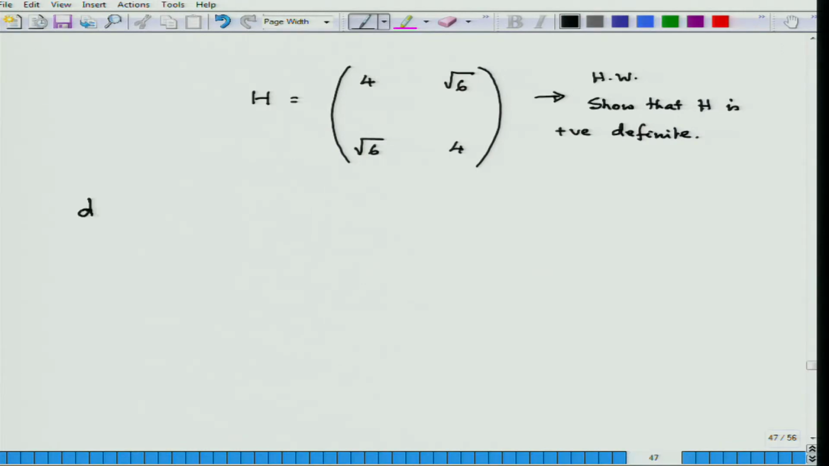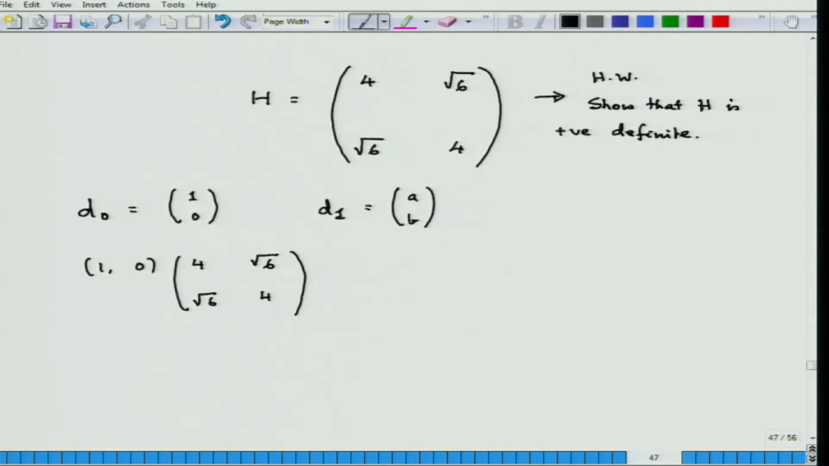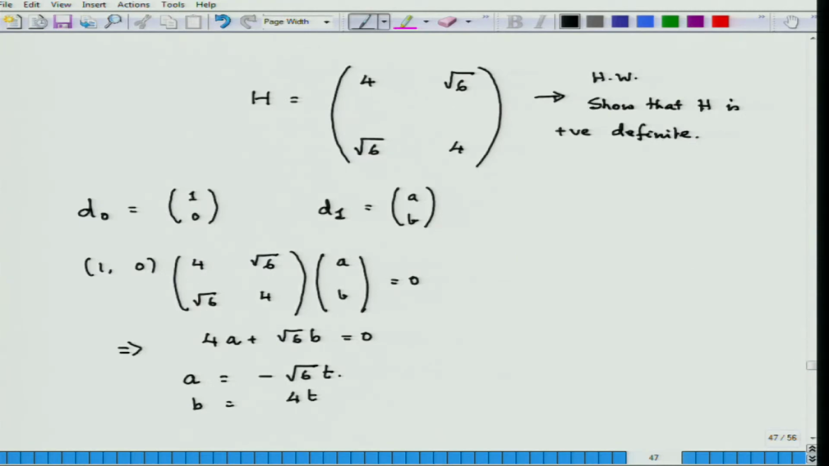Then let d0 be the vector (1, 0), and say d1 which I want to find is some (a, b). Let us see what happens if I do this. This is what would happen if these two are conjugate with respect to this matrix. Of course, they have to be linearly independent. So, this would imply that I can take a equal to something, and then this equation would be satisfied for t some real number. t is a parameter, actually t is a real number.